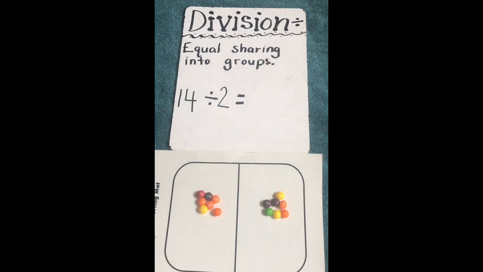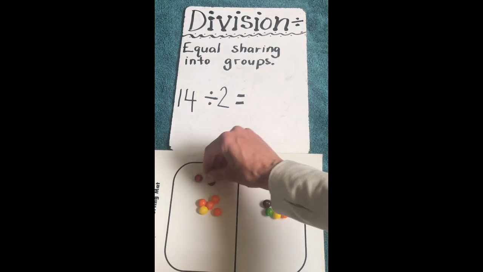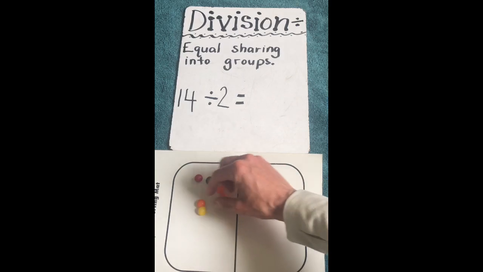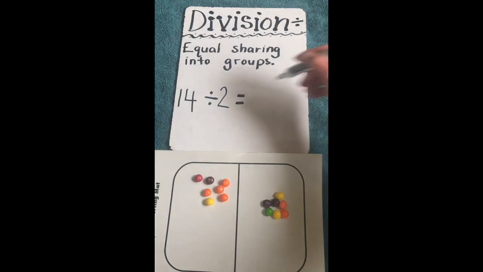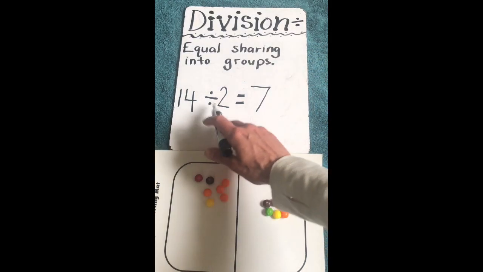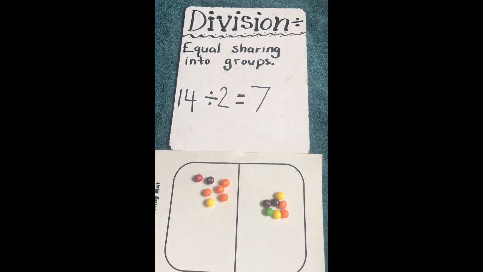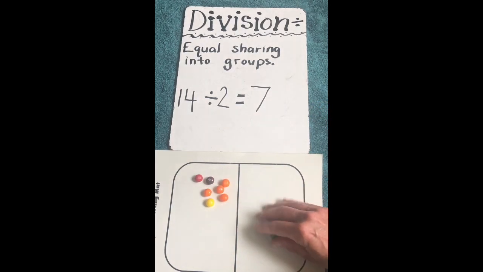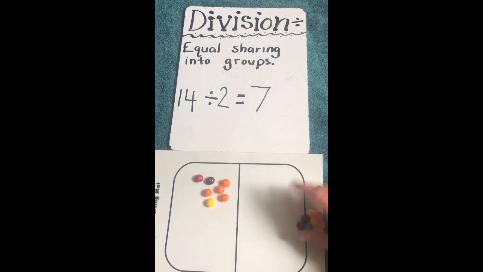Let's see how many we have in each group, and that will be our answer when we had 14 divided by 2. 1, 2, 3, 4, 5, 6, 7. So our answer is 7. When we have 14 Skittles and we divide it into two equal groups, each group gets 7, or each friend. Myself, I get 7, and my friend gets 7.